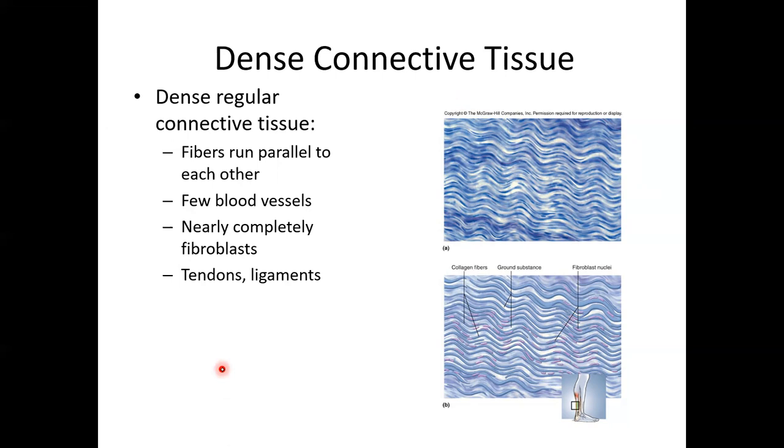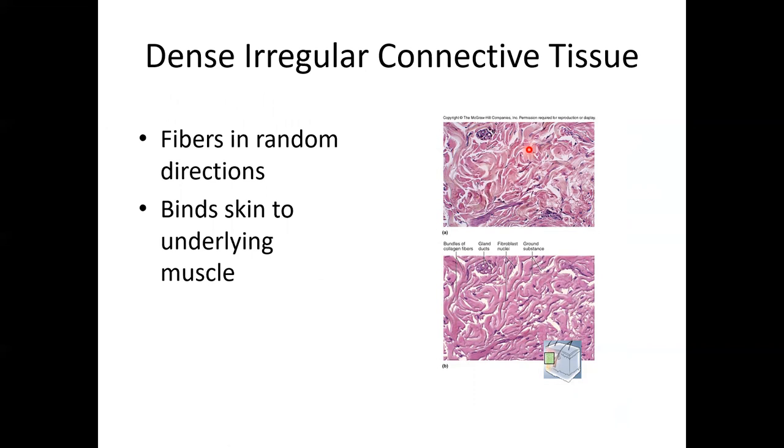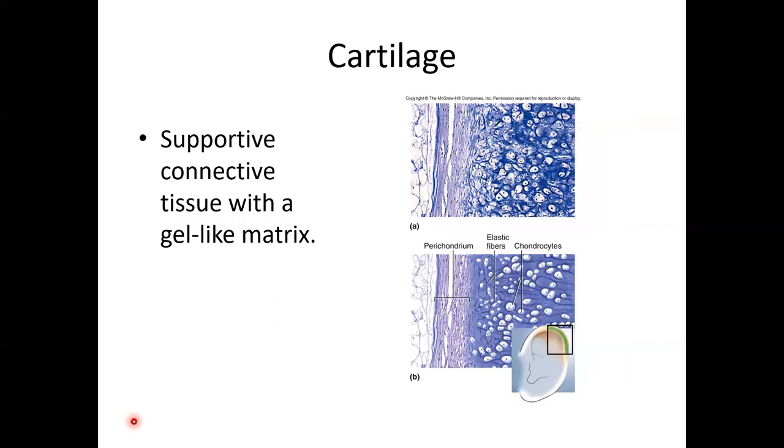Dense irregular connective tissue is still mostly fibers, but they're in random directions. So here we have the tissue that's holding the skin to the muscle underneath. Or at least that's holding the outer layers there. So those are all types of connective tissue proper. Remember, there are four types of connective tissue: connective tissue proper, bone, cartilage, and blood.